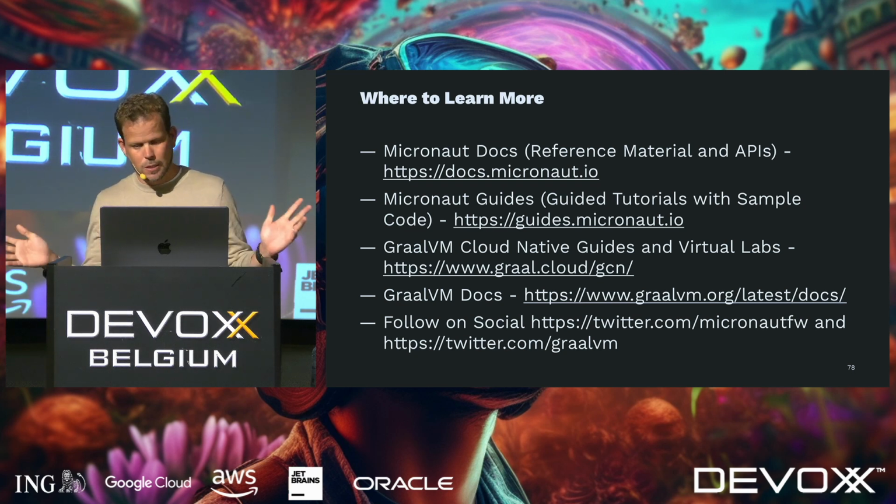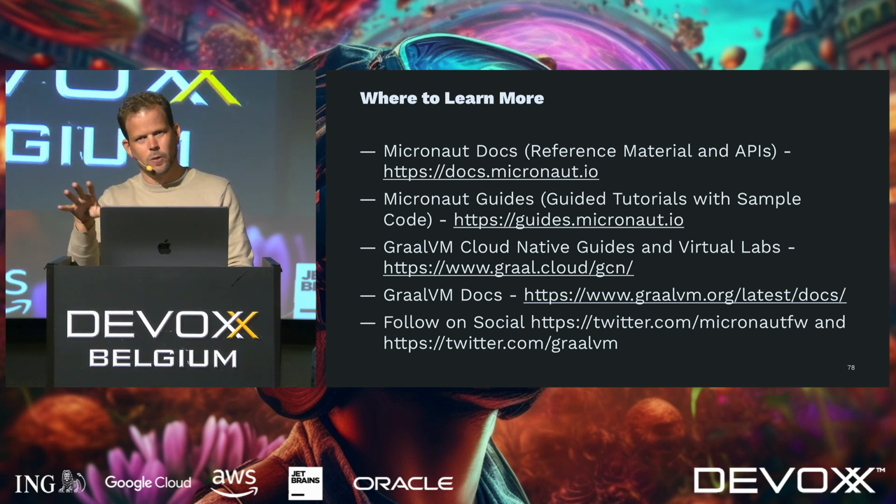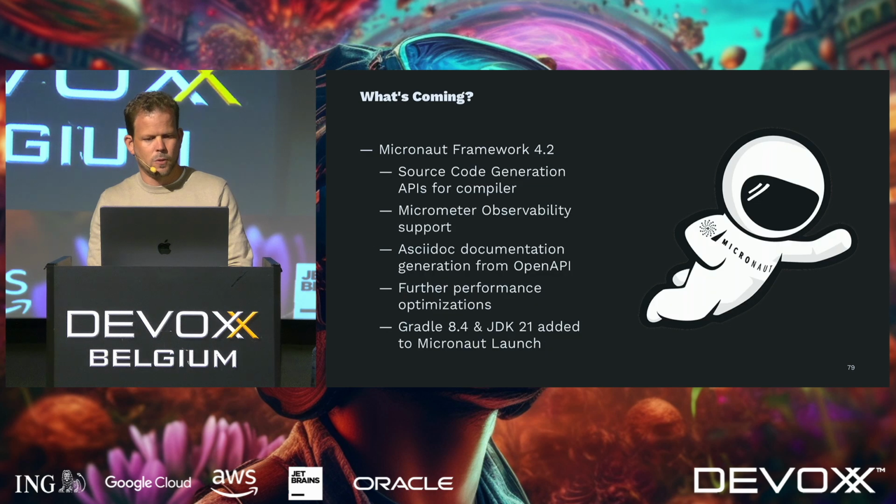And it's actually a massive test suite. Every guide is not just content; it's also a test suite. And there are tutorials on loads of things. The Graal Cloud native guides I want to point out as well, because they're cloud focused, but they also provide virtual labs. So you can start a virtual lab where you get a virtual IDE. So you don't even need a local environment, and you can test deploying to the cloud and so forth. The GraalVM documentation, and do follow us on social.